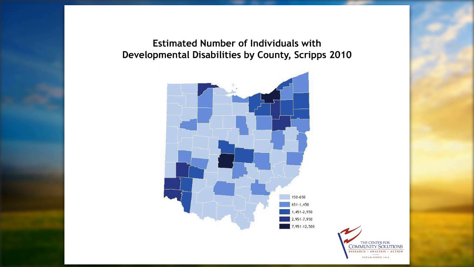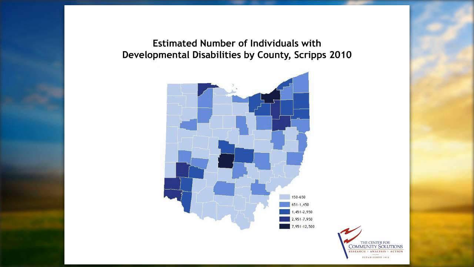Okay, you can see here we have a map that shows the estimated prevalence of people with developmental disabilities. This data comes from the Scripps Center at Miami University. If you're not aware of this resource, it's very cool. They have a lot of population projections and other great information. So as you can see, these projections really mirror the population. You can see higher concentrations in areas with more people, particularly in our large urban centers.